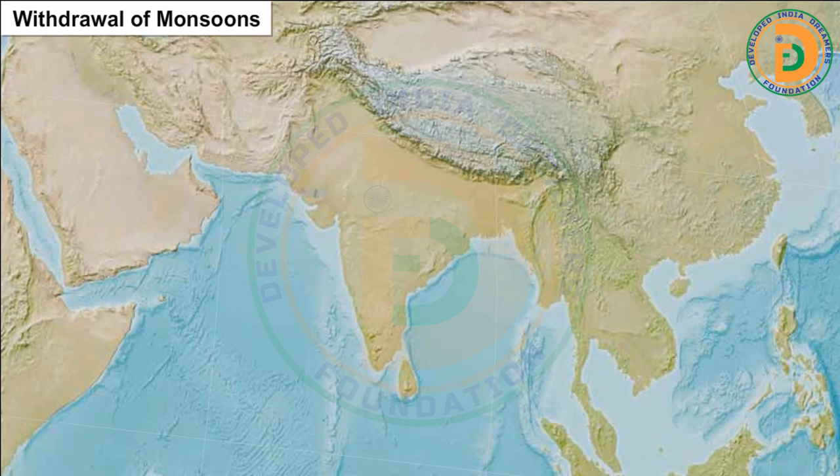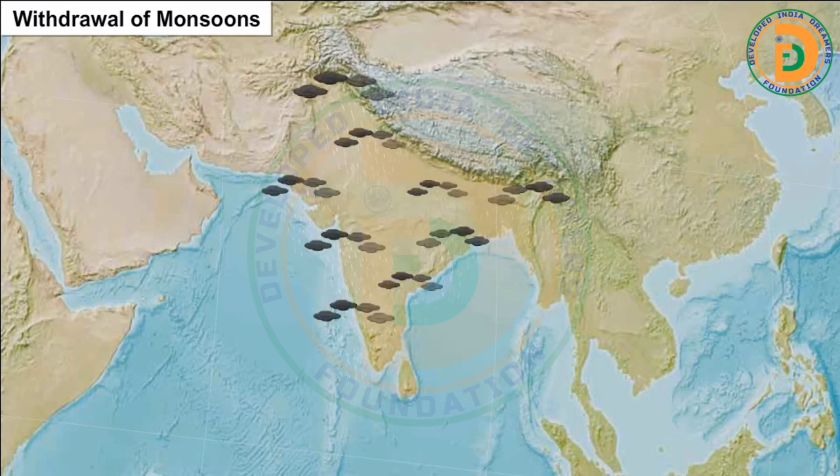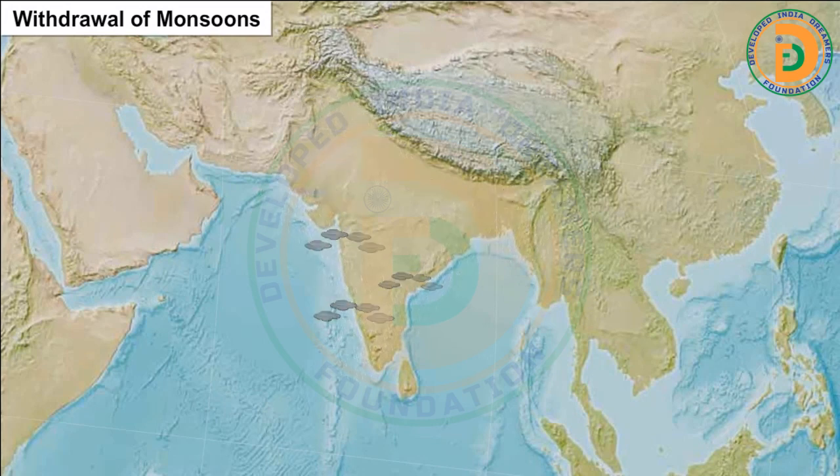The islands receive the first showers by the end of April or early May, progressively from south to north. The progressive withdrawal from north to south occurs between last week of December and early January. By this time, the influence of the winter monsoons begins in the country.